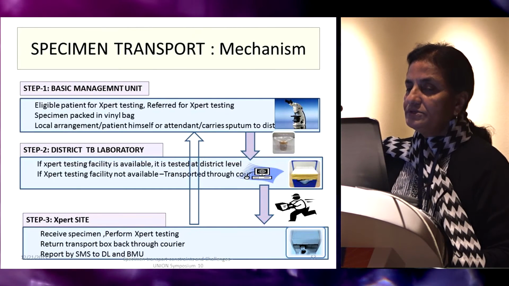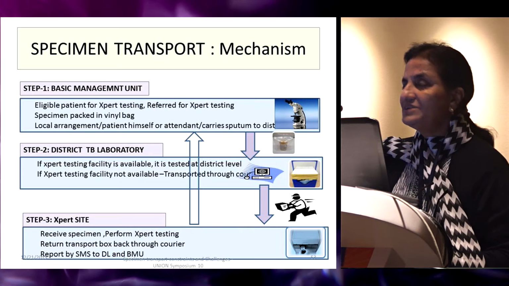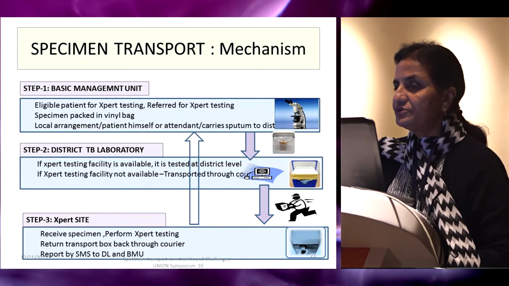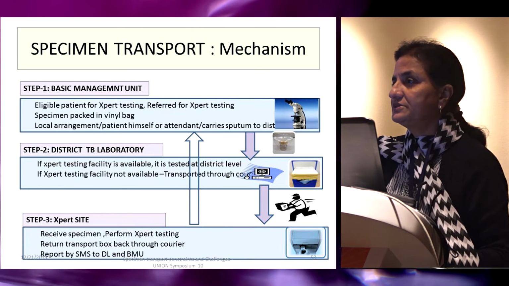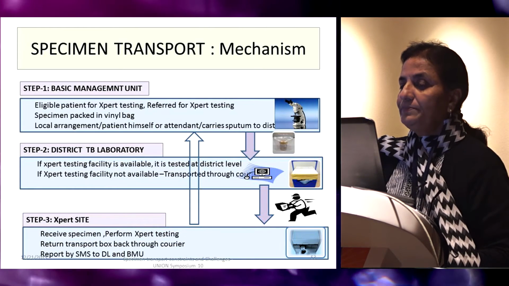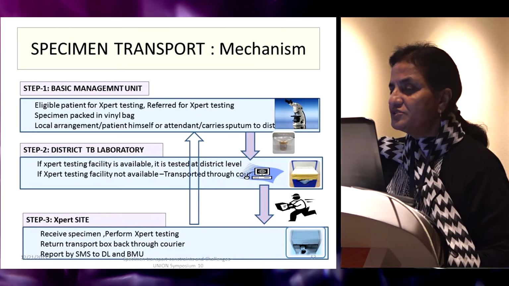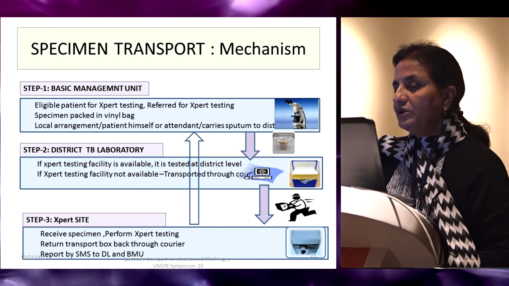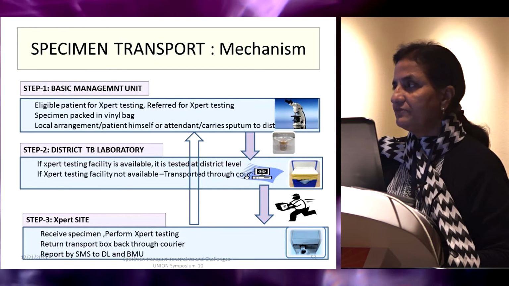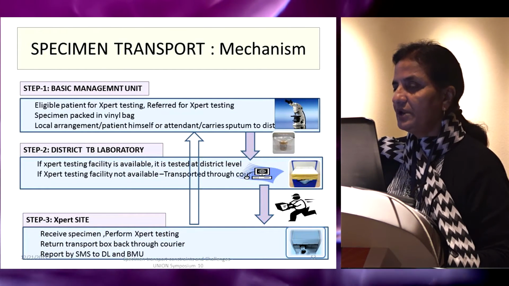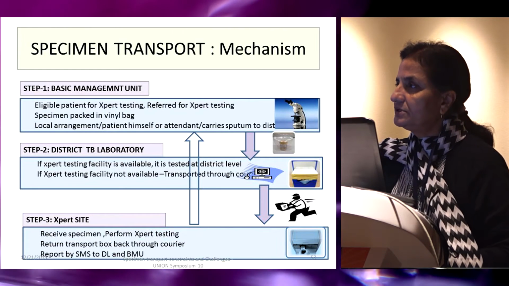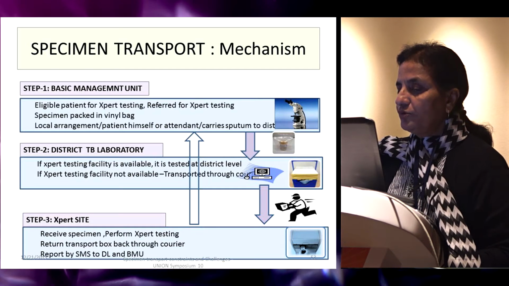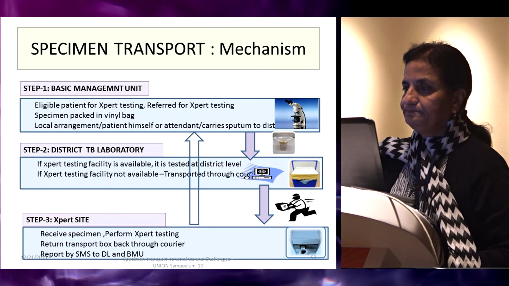This is how the system works: the courier services only operate at the district level. We don't see their presence at the sub-district level. So when a patient comes to the basic management unit, the specimen has to be transported either through some local arrangement, or the patient or the attendant has to carry it to the district level. From the district level onward, if the Xpert facility is available at the district level, it is tested there, or it is carried by the courier services to the Xpert site.